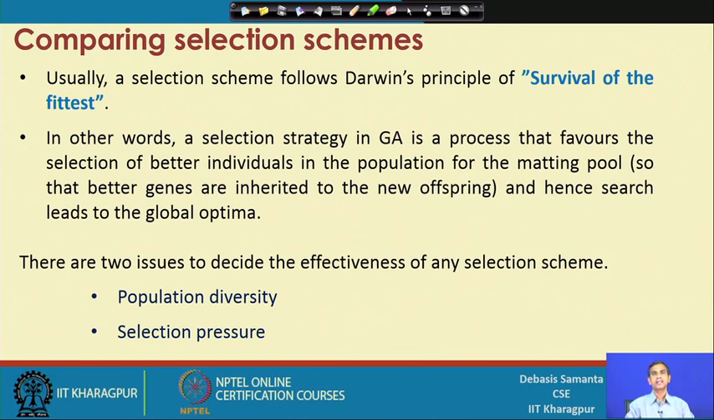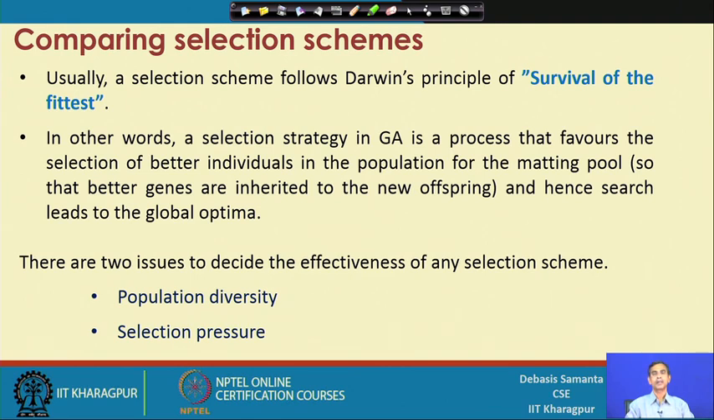And as we have learned, all selection strategies more or less favor the selection of better individuals in the current population, from where the mating pool is selected. That means it allows mating to those individuals which are the best, assuming that from the best individuals another best offspring will be obtained. Now, in this regard, any selection scheme can be compared, or its effectiveness can be compared, in terms of two concepts: one is population diversity and the other is selection pressure.